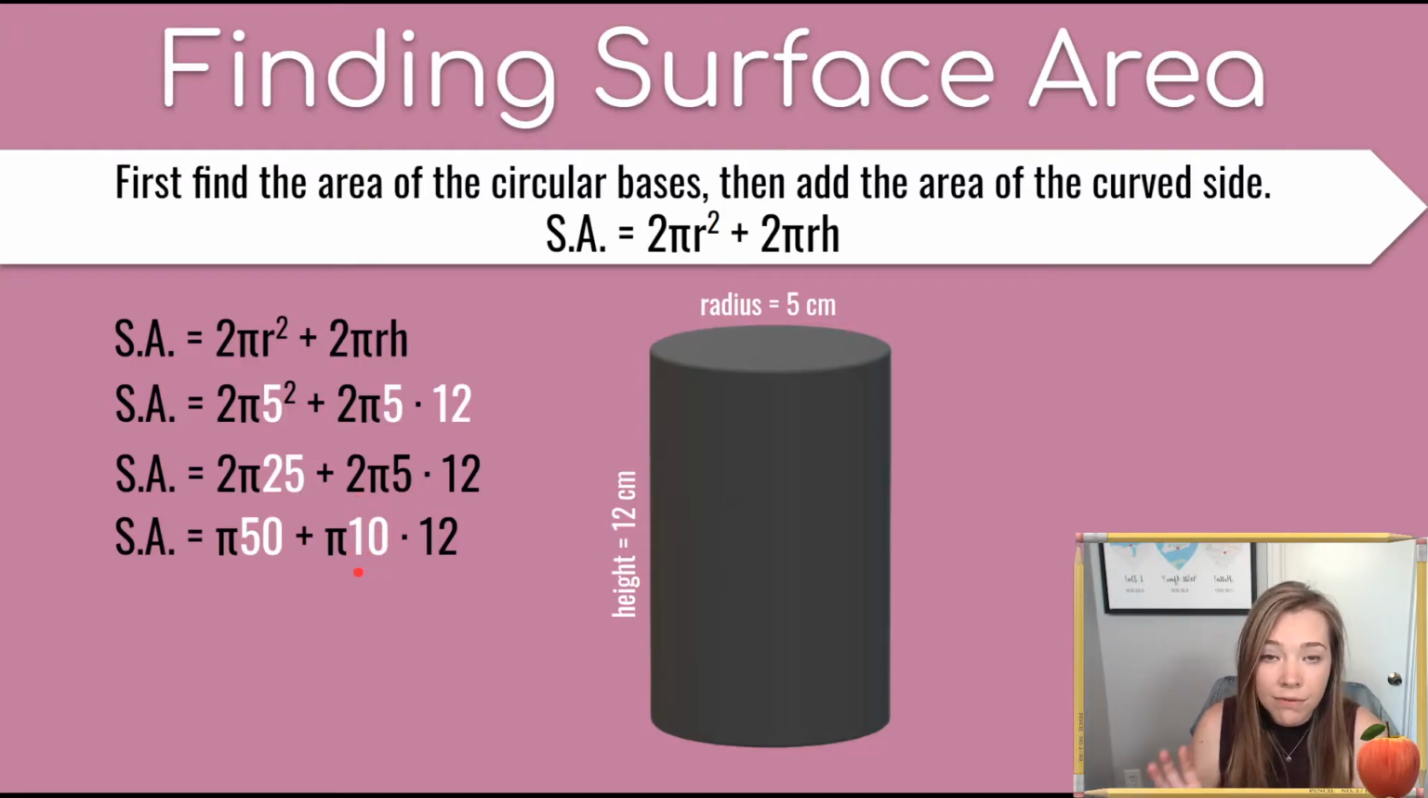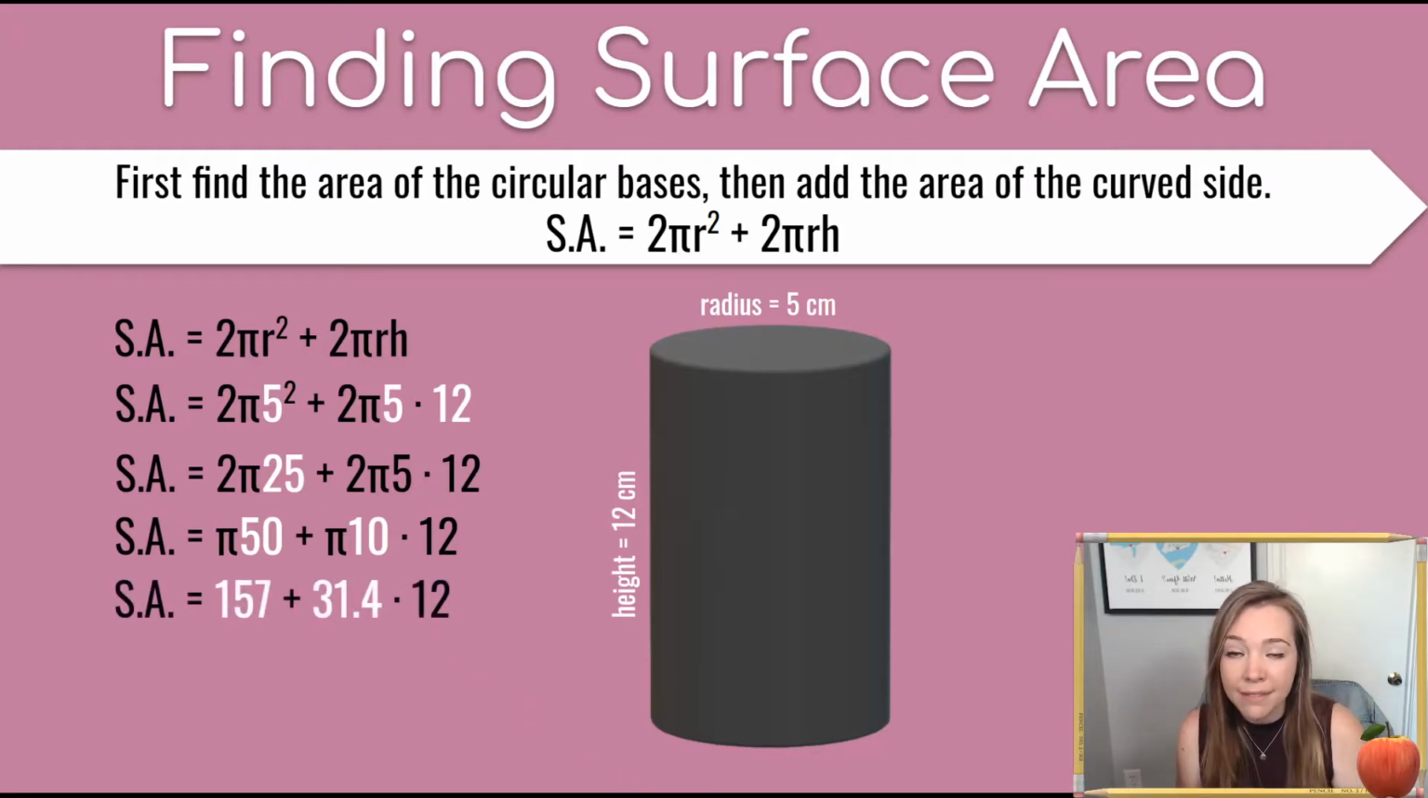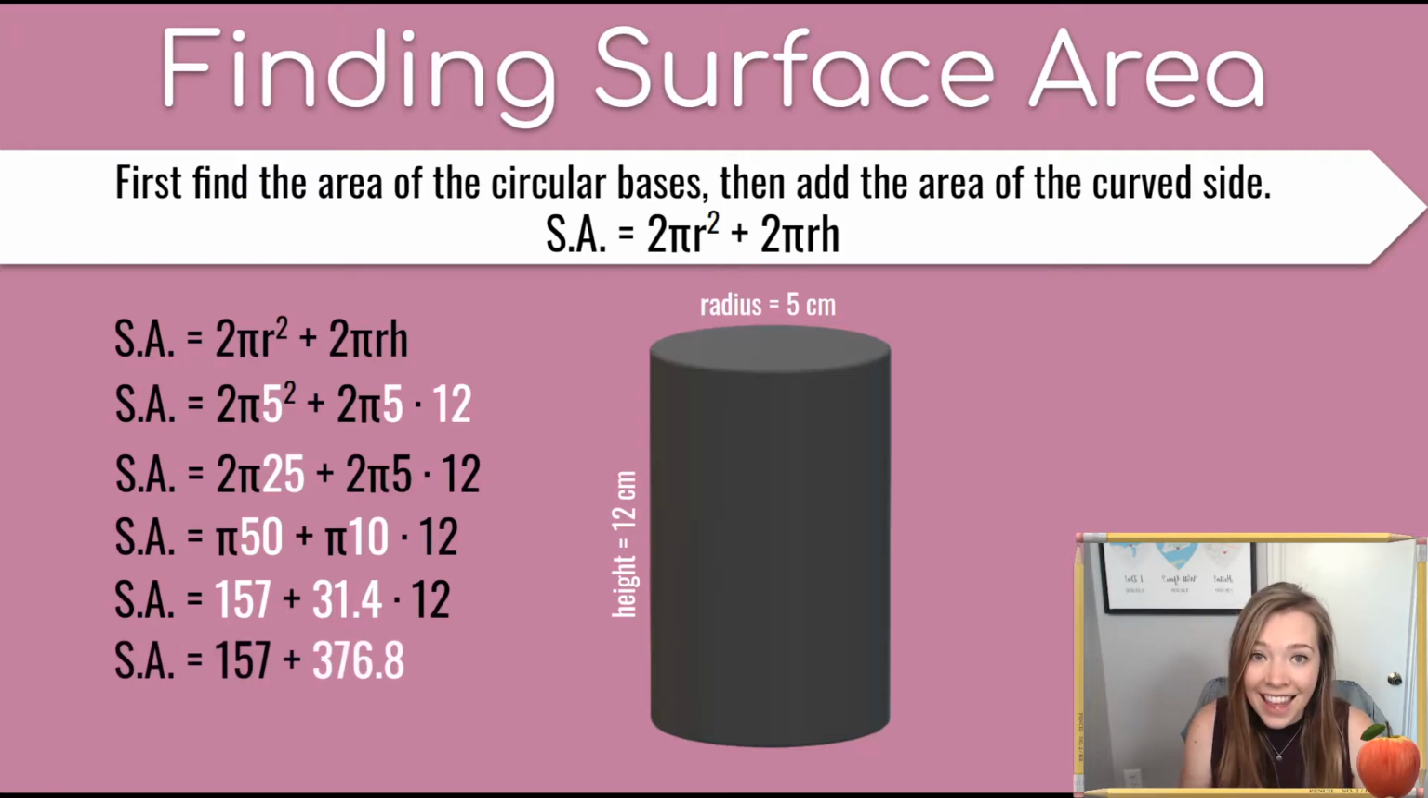So now I've simplified my problem down even more. And then the next thing I'm going to do is multiply times pi. So I'm going to go ahead and multiply 50 times pi and 10 times pi. And I can't add yet. So I still have one more multiplication problem to do, and that's right here. I've got to multiply 31 and 4/10 times 12 before I can add. And then I'm going to add both of these together.